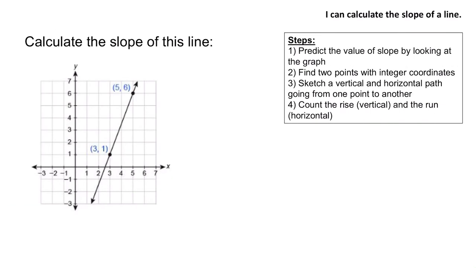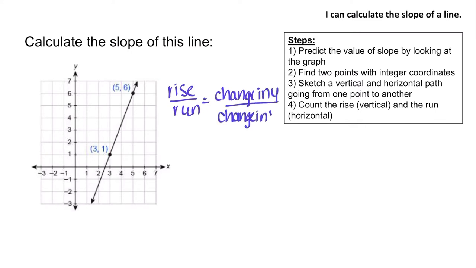So let's look at some examples. Let's calculate the slope of this line. As I told you, slope is rise over run, or in other words, the change in y over the change in x. To figure out the slope, we're first going to look at the picture of the graph and predict the value. I can see as I go from left to right, this graph is going up. So I'm predicting that this graph is going to have a positive slope. I can tell that by just looking at the shape of the graph.